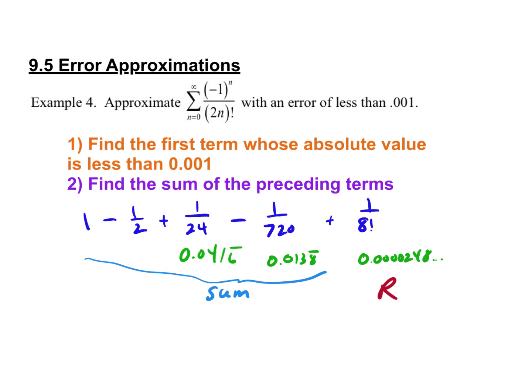All right? And the sum is 0.54028. Okay. We already have our remainder.